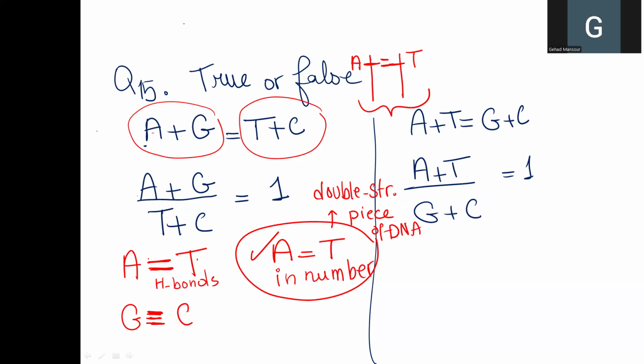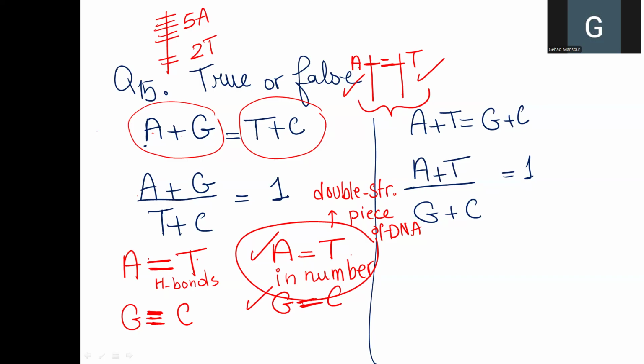But it cannot apply to a single strand, because you might have on a single strand 5 adenine bases, but only 2 thymine bases. So in order for the number of adenine bases to be equal to the number of thymine bases, it has to be in a double-stranded piece of DNA. And similarly, G equals C. Here, this is not the number of hydrogen bonds, but it is equality in number. So this is also true.